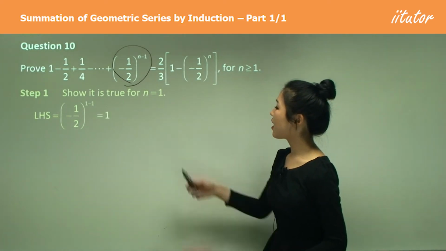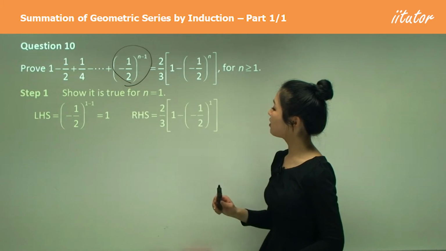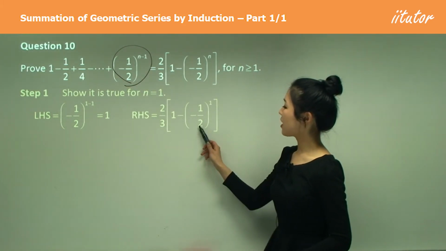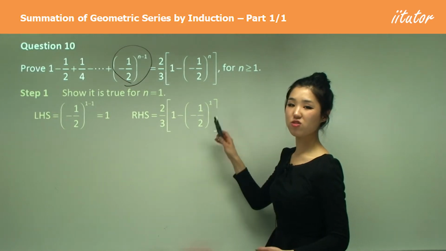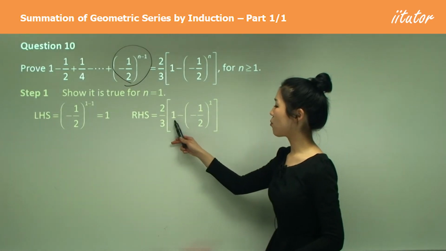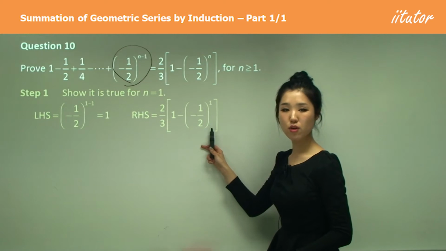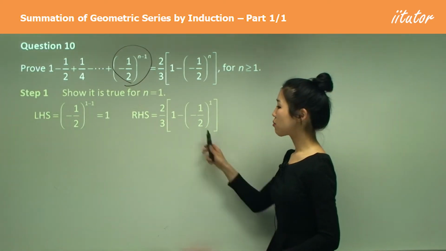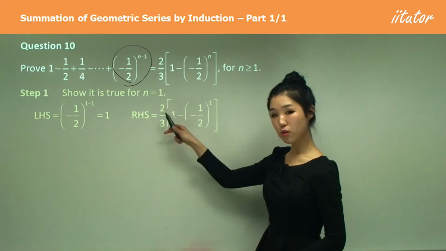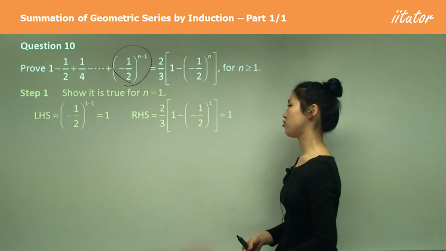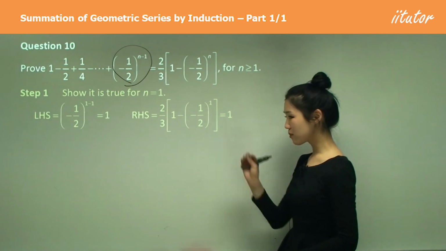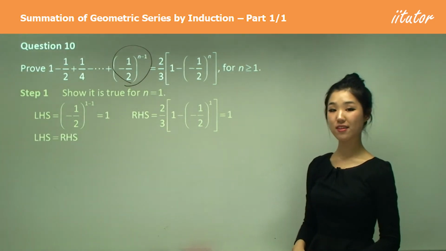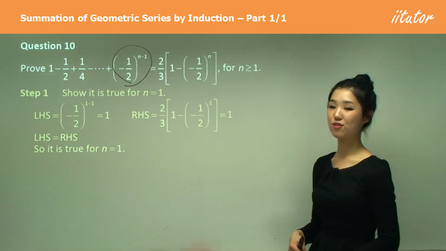Now the right-hand side, put n equals 1 into here. So I have something like this. Now you know that negative half to the power of 1 is just negative half. So it's going to be 1 minus a half, which is 1 plus a half, which is 3 on 2. 3 on 2 times its reciprocal, which is 2 on 3, is of course just 1. Just a little bit of calculation there. And therefore you can see that the left-hand side is the right-hand side. We can show it's true for n equals 1.